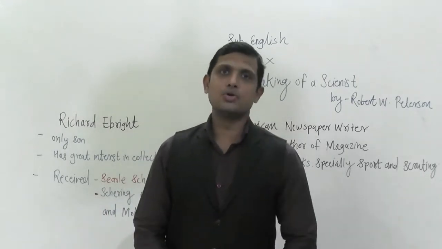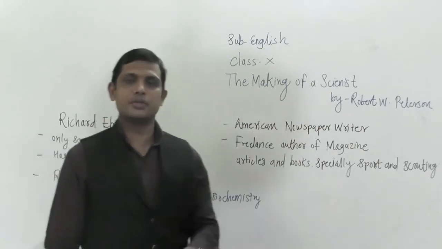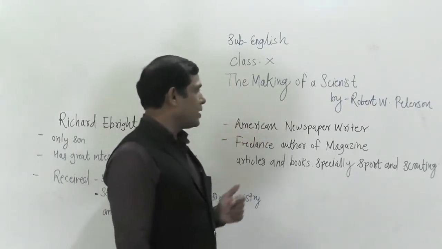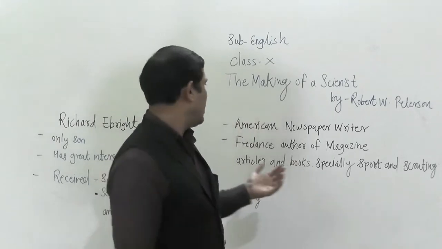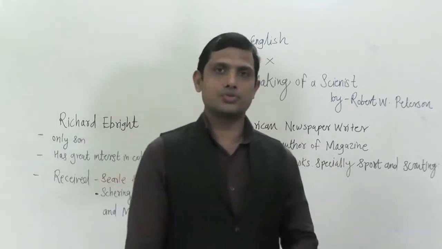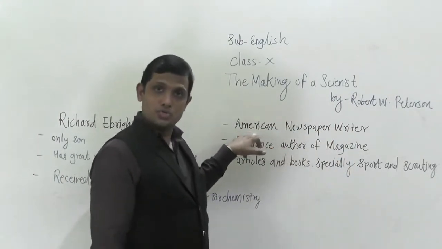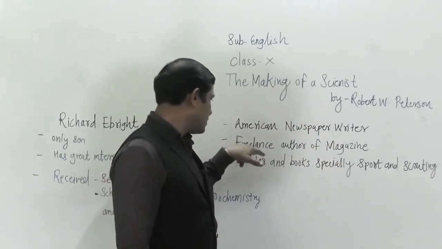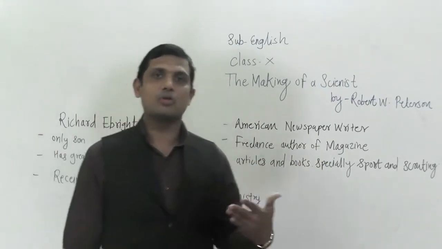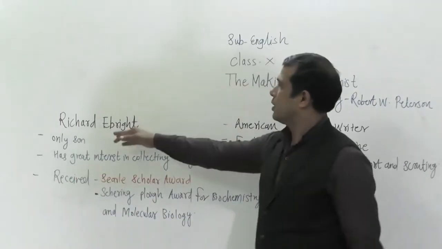So before starting this lesson, we are going to learn about who has written this lesson. The author of this lesson is Robert W. Peterson. If we think about his information, he is an American newspaper writer. He has done much work in that field. Then he is a freelance author of magazine articles and books, especially for sports and scouting. So we have got a little bit of information about him. But in this lesson, he has talked about Richard Arkwright.